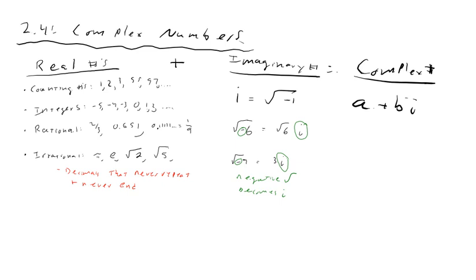It has a real part, which is the a, and it has an imaginary part, which is the b that's next to the i. And so you can have things like 6 minus 3i.